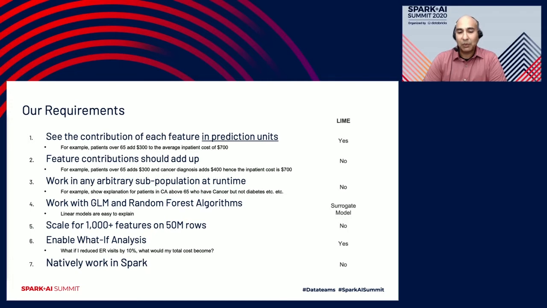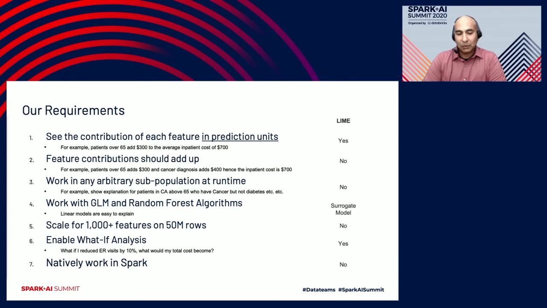So then we looked at what are the solutions that are available out there. The first solution that's common is called LIME. If you look at how it matches up with our requirements, it does show the contributions in prediction units, but the feature contributions do not add up in LIME. And it doesn't really allow you to work on an arbitrary subpopulation at runtime.